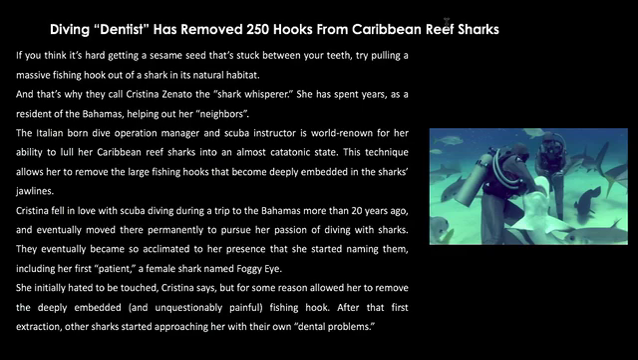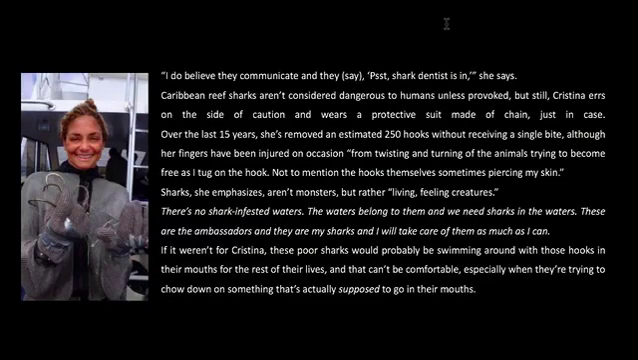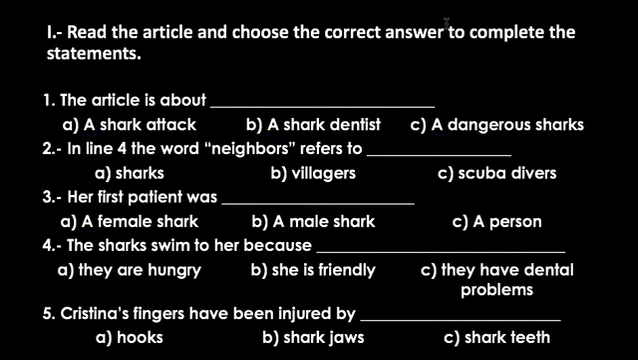Okay, so what do you need to do? You need to read carefully this extract of the reading, and then we're going to answer the questions that we have here. So for the first part of the homework, we have this. Read the article and choose the correct answer to complete the statements. I will help you with the first one. The article is about what? A shark attack? A shark dentist? Or dangerous sharks? The correct answer is letter B, a shark dentist. So you need to complete the following questions.